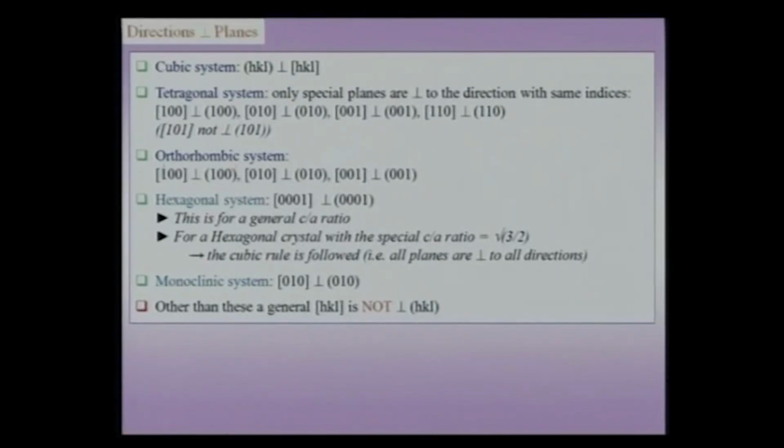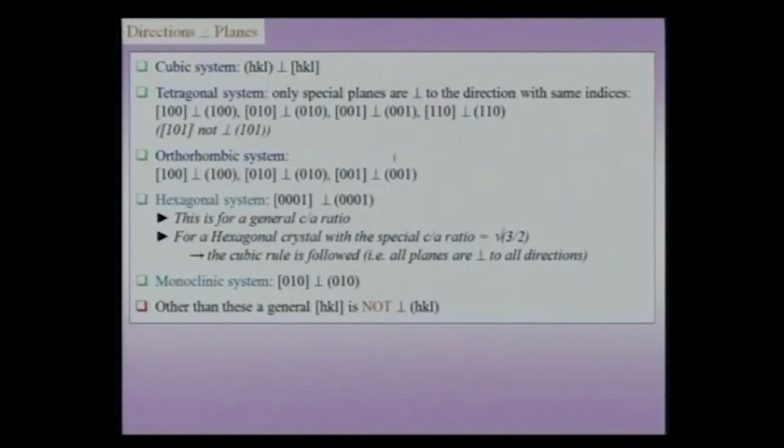So the 100 direction is perpendicular to the 100 plane, the 010 direction is perpendicular to the 010 plane, and the 001 direction is perpendicular to the 001 plane. And if I have a general HKL plane, it will not be perpendicular to the HKL direction. So this has to be absolutely clear.